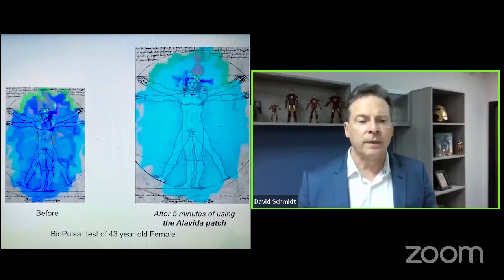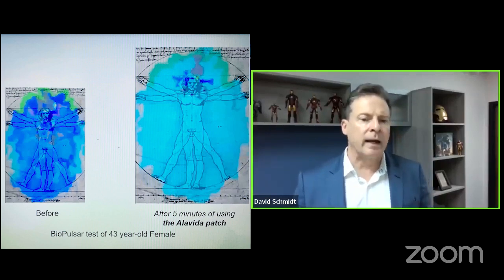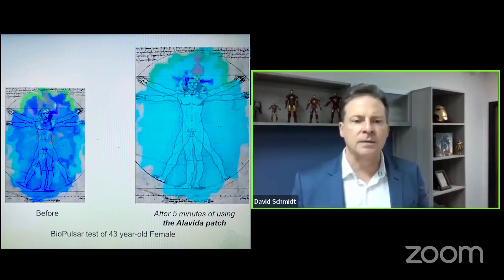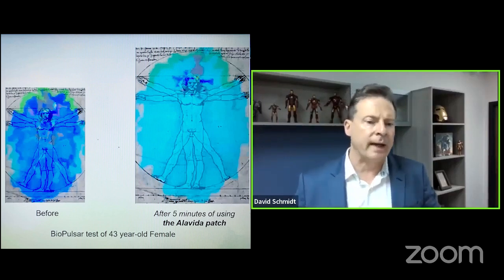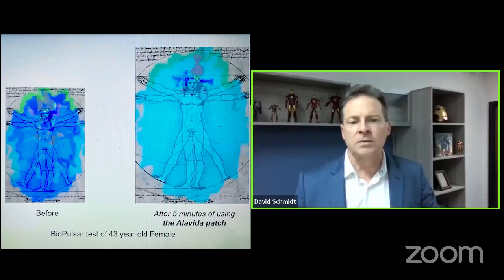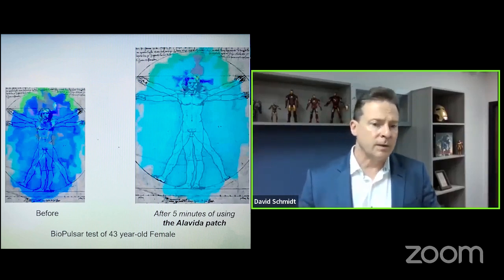And this is easily provable because within seconds of applying the patches, we get an immediate bioelectrical response that is measurable using things like galvanic skin response, electrointerstitial scanning, heart rate variability, and other bioelectrical tests. We can also demonstrate that the effect is systemic by doing blood and urine tests.